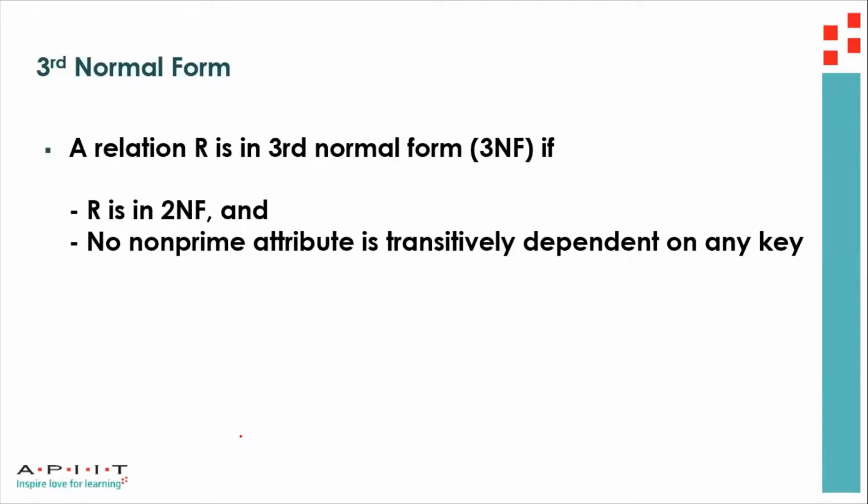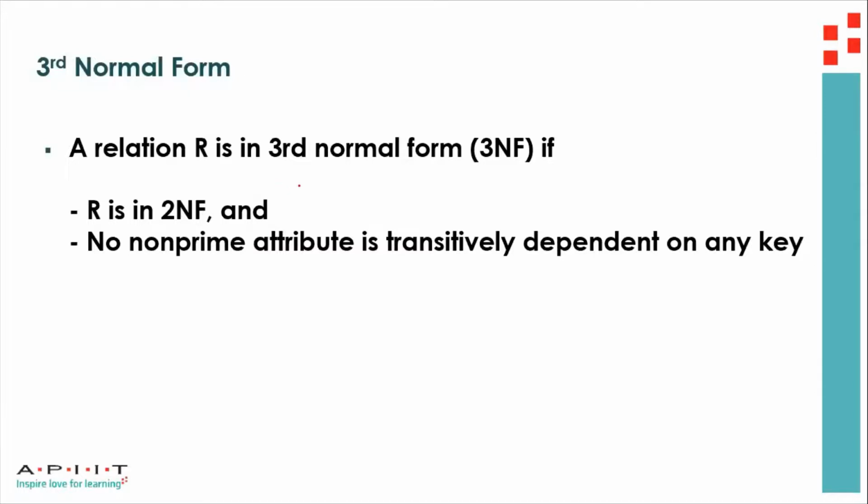I told you these are steps, okay? So because of that, in order to satisfy the third normal form, you have to satisfy the second normal form first. That means you don't have any partial dependencies within your relation. It's for sure. So look at this.